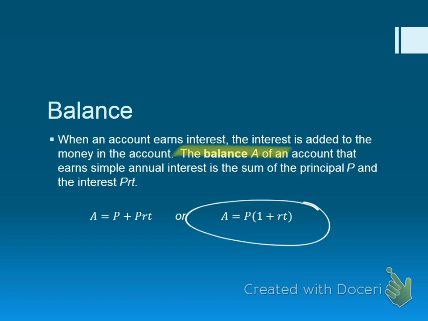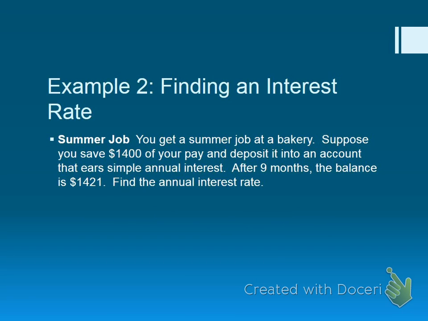But I need you to write down this formula. A equals P times 1 plus RT. What does A stand for again? Balance. My final balance. So my principal and my interest together form A. A equals P times 1 plus RT. Got it? So now let's go back to the problem. A equals P times 1 plus RT.